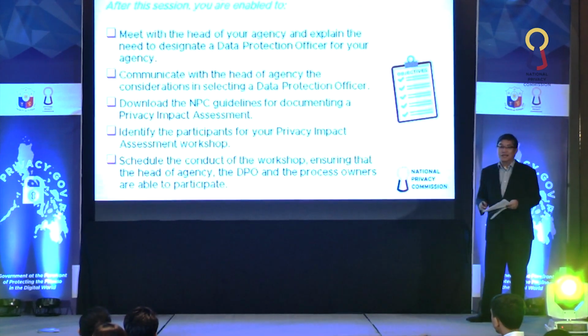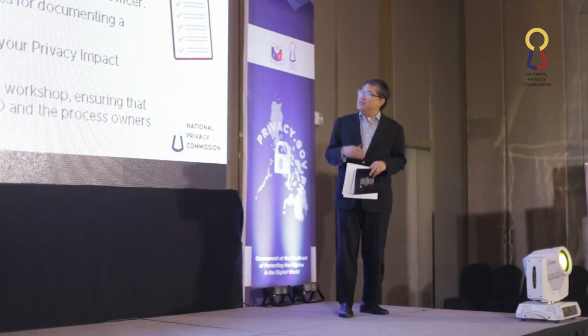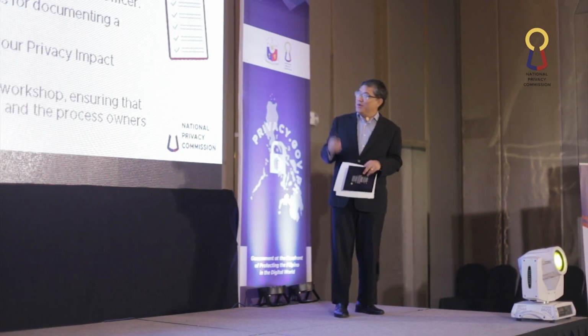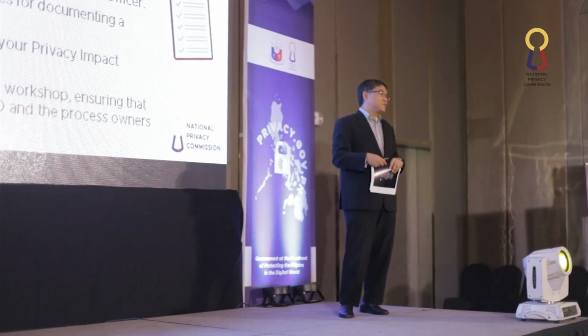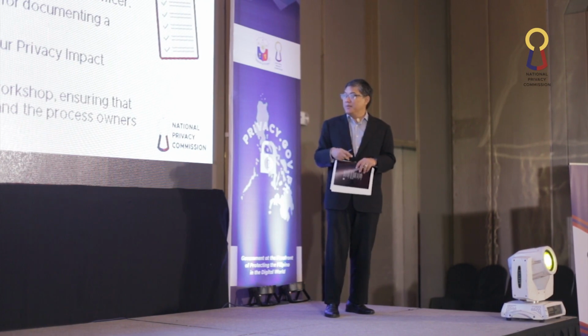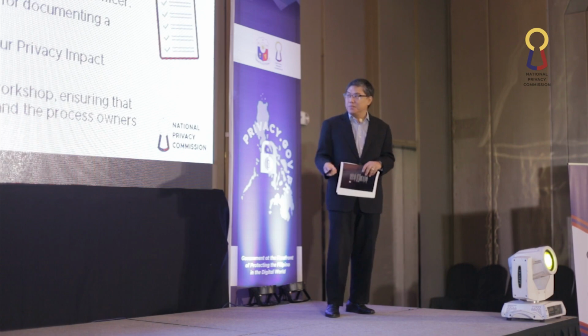So just to summarize, after this session, you are now enabled to do the following. Meet the head of your agency and explain the need for a DPO. Yes? You can communicate the considerations in selecting a DPO. You can download the guidelines for documenting a PIA. You can identify the participants for the PIA workshop. And finally, you can schedule this workshop, ensuring that the head of agency, of course, and the DPO and process owners are there to participate.